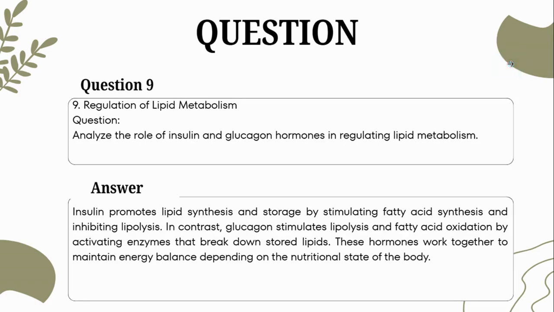Next question is about regulation of lipid metabolism. Analyze the role of insulin and glucagon hormones in regulating lipid metabolism. Insulin promotes lipid synthesis and storage by stimulating fatty acid synthesis and inhibiting lipolysis. In contrast, glucagon stimulates lipolysis and fatty acid oxidation by activating enzymes that break down stored lipids. These hormones work together to maintain energy balance depending on the nutritional state of the body.